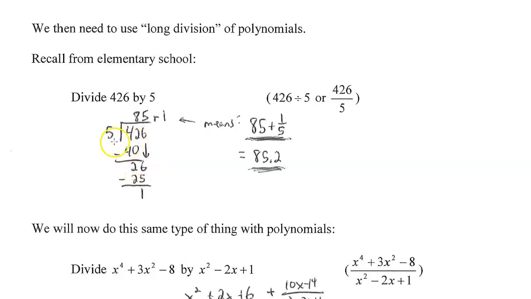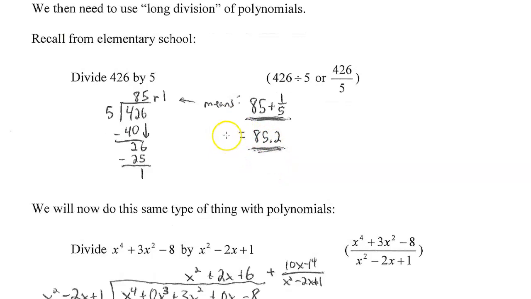Then you say, how many times does 5 go into 26? Well, it's 5 times, right? 5 times 5 is 25. So you do 26 minus 25 of 1. Now, back in elementary school, I don't even really like this, but they have you put R1, right? Remainder 1. 85, remainder 1. But what that really means is 85 and 1/5, right? 85 plus 1/5, or 85 and 1/5, or 85.2.